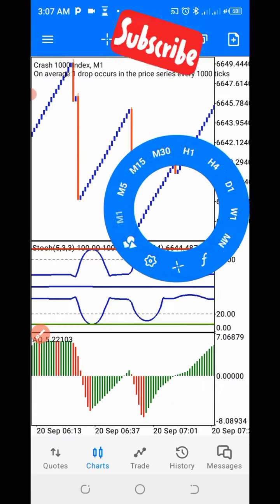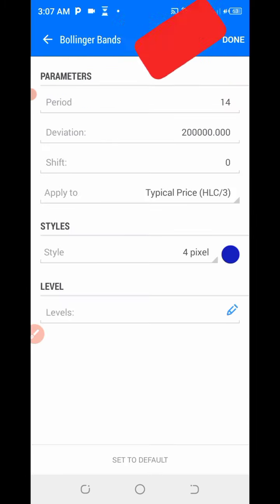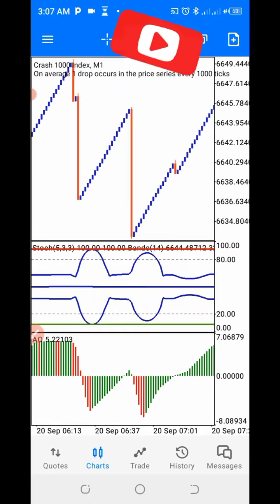The second indicator we are going to be using, you click on that F plus again, is our Bollinger Band. The period is 14, the deviation is 2, shift is 0, apply to typical price, which is high, low and close divided by 3. Then the style is 4 pixels, the color is blue. Once you are done, you click on done, guys.